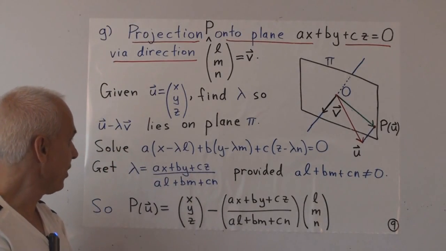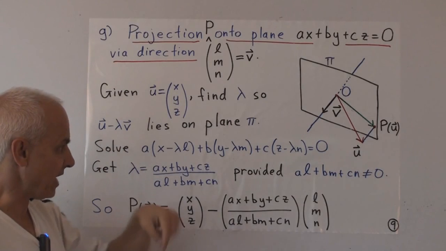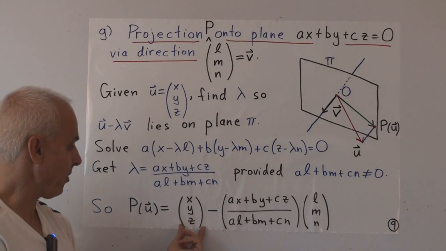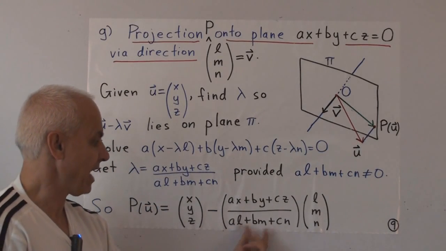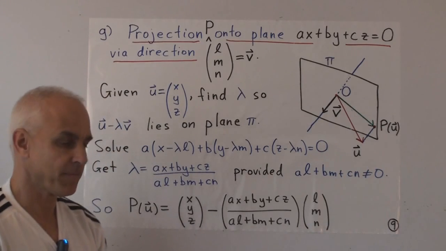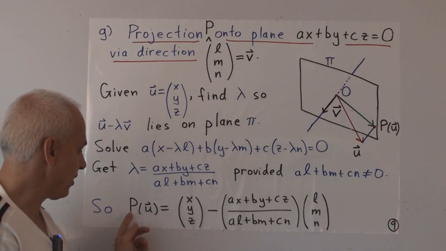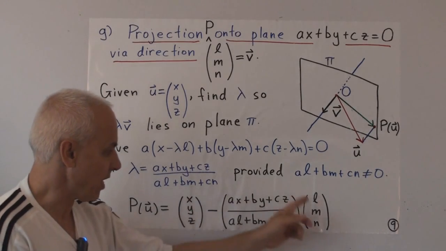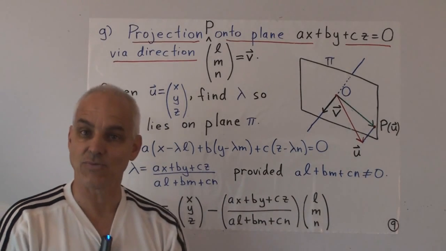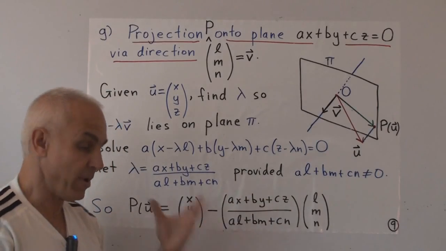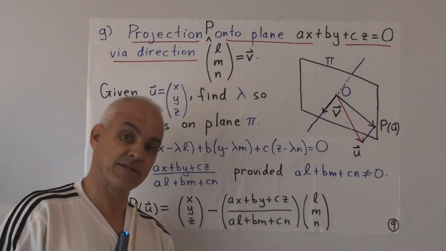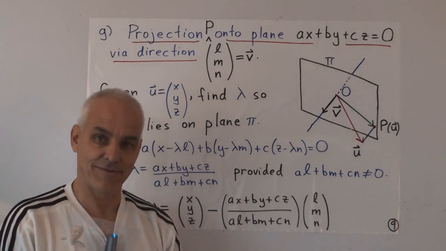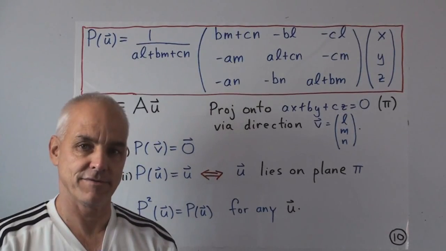Alright, so we have lambda. So u minus lambda v, that's our projected vector, has the form u minus lambda times v. That's the projection p of u as a function of x, y, z. It's a linear function in x, y, z, and it's a vector that we can now write as a matrix times the vector x, y, z. And here's what we get.